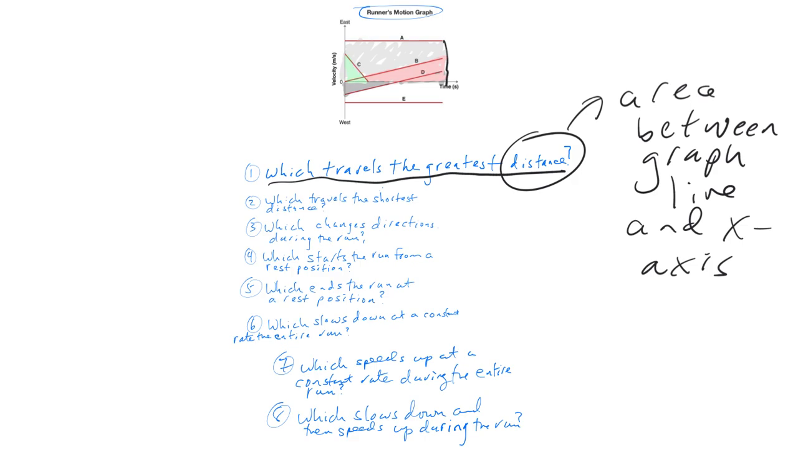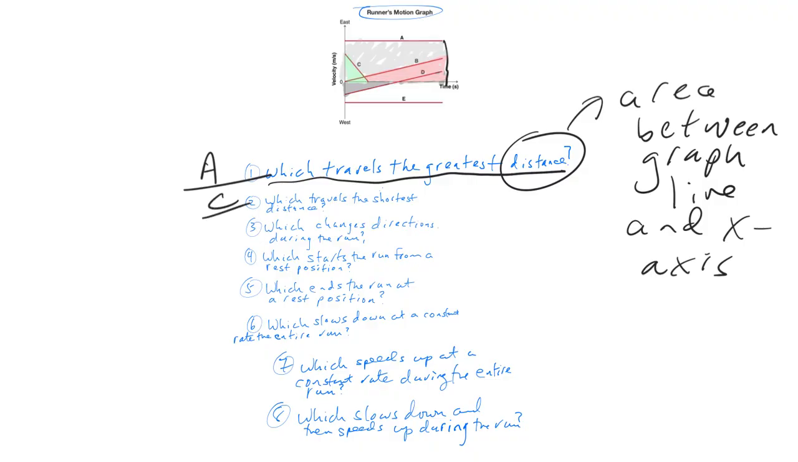Okay, so which travels the greatest distance? That would be the area under graph A. Graph line A is the biggest. So, which travels the shortest distance? I would say the area under C is the smallest. D looks bigger. Now you have actual numbers, so I'll say C, but I'm not really sure.